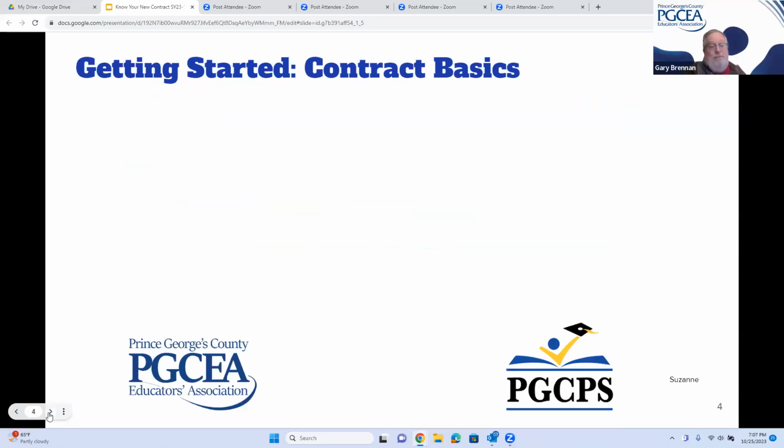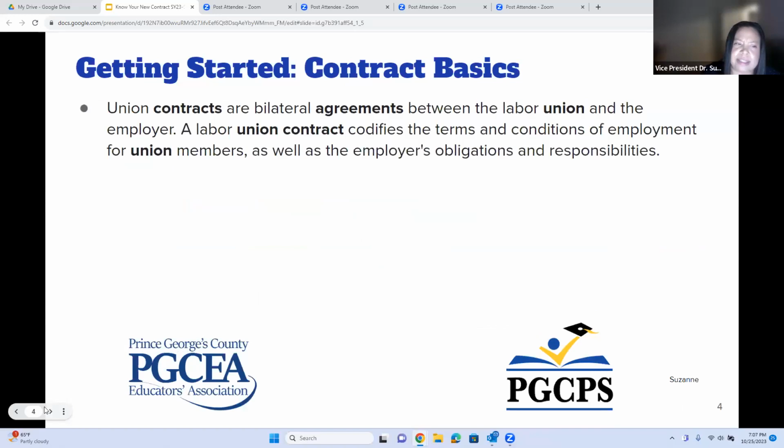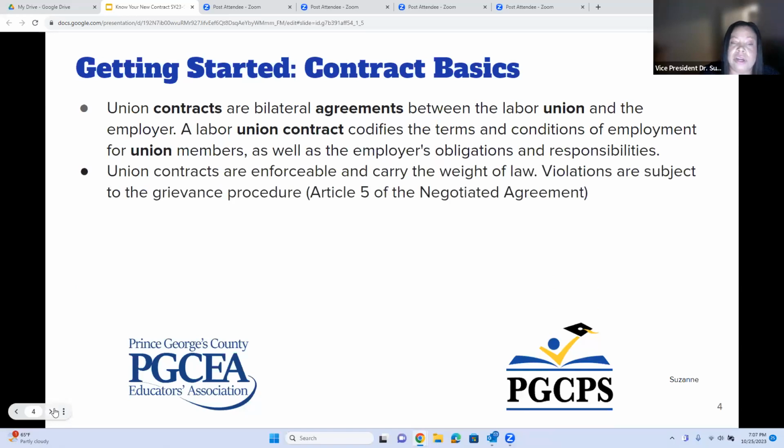Okay, Dr. Windsor. Getting started, contract basics. Union contracts are bilateral agreements between the labor union and the employer. A labor union contract codifies the terms and conditions of employment for union members, as well as the employer's obligations and responsibilities. Union contracts are enforceable and carry the weight of law. Violations are subject to the grievance procedure, which is Article 5 of the negotiated agreement.